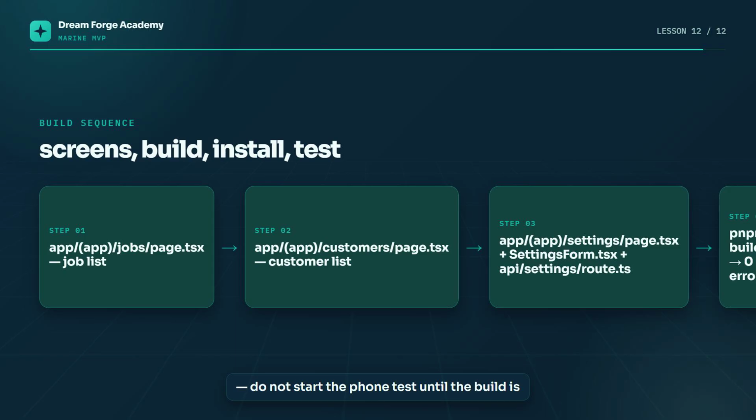Third, start the dev server with hostname 0000 and open the local IP on your phone. Install the PWA from the browser. Fourth, run the full flow on the phone. Login, new job, photos, voice, generate, review, send, sign, done. Write down what felt wrong.